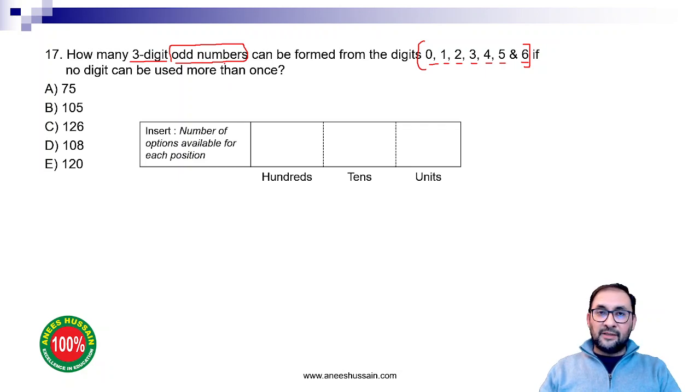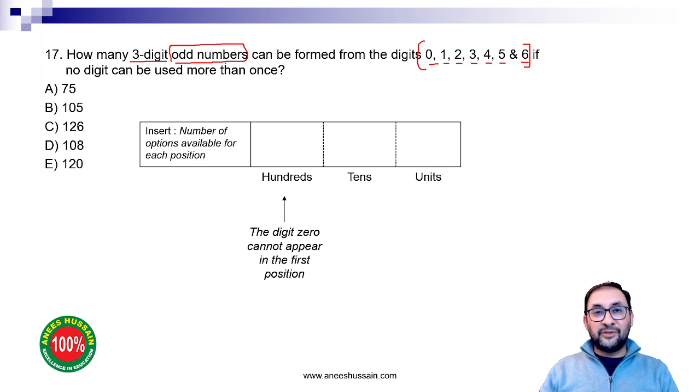Now remember, as in the previous question, you cannot use 0 in the first position, because using a 0 in the first position will change the number from a 3-digit number to a 2-digit number. So we cannot use 0 in the first position. And also remember that because we're trying to create odd numbers, by definition, an odd number is any number whose last digit is odd. The other digits don't matter. They could be even, they could be odd, it does not matter. But to create an odd number, the only requirement is that the last digit, the units digit, must be odd. Okay, so we need to make sure that the last digit is odd.